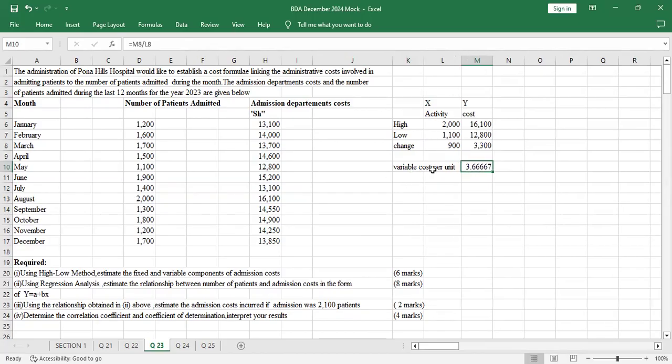Once you get the variable cost per unit, it will be easy for you to get the fixed cost, because the examiner was asking us to estimate the fixed and variable components of admission cost. So the variable component of admission cost is 3.667. You can decide to reduce the decimals, but you can even leave it that way for accuracy purposes. So how are we going to get the fixed cost?